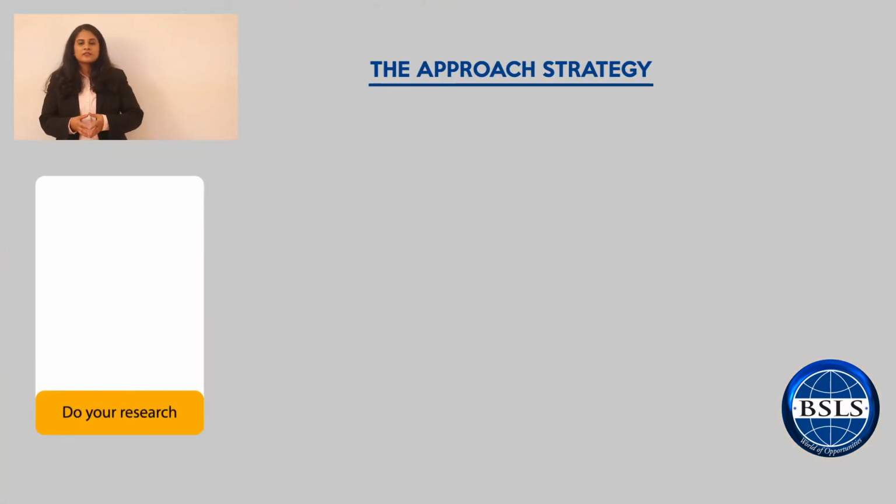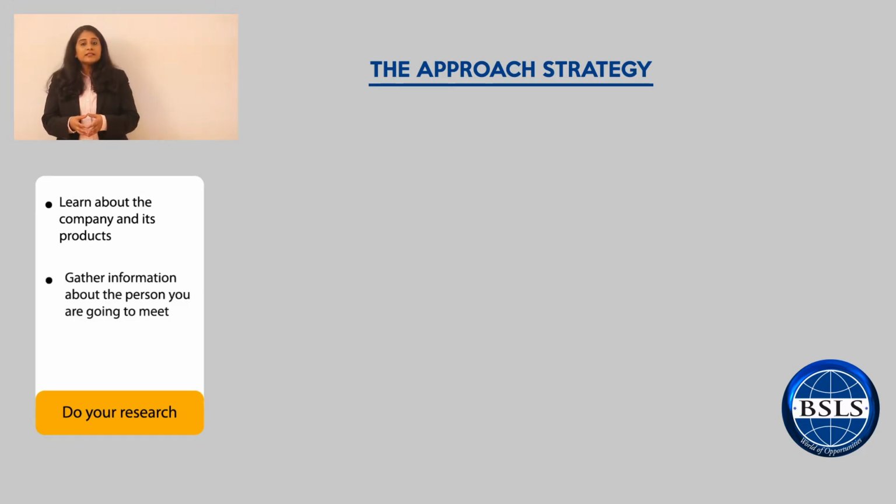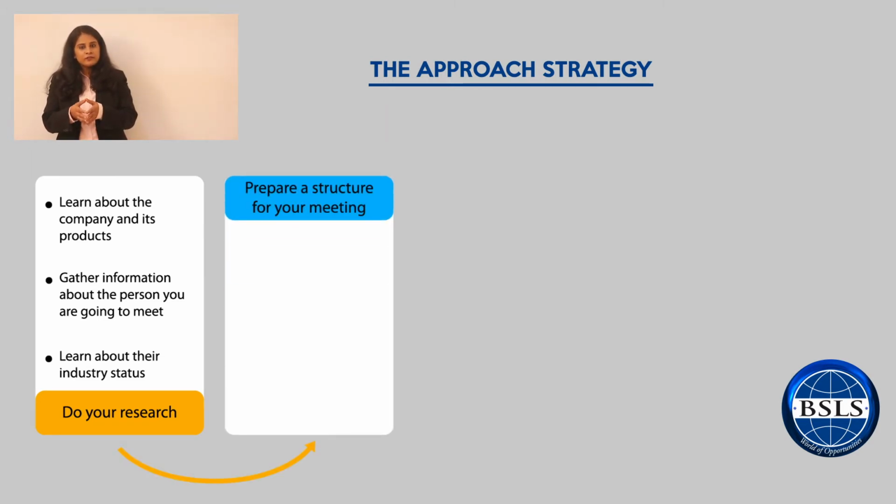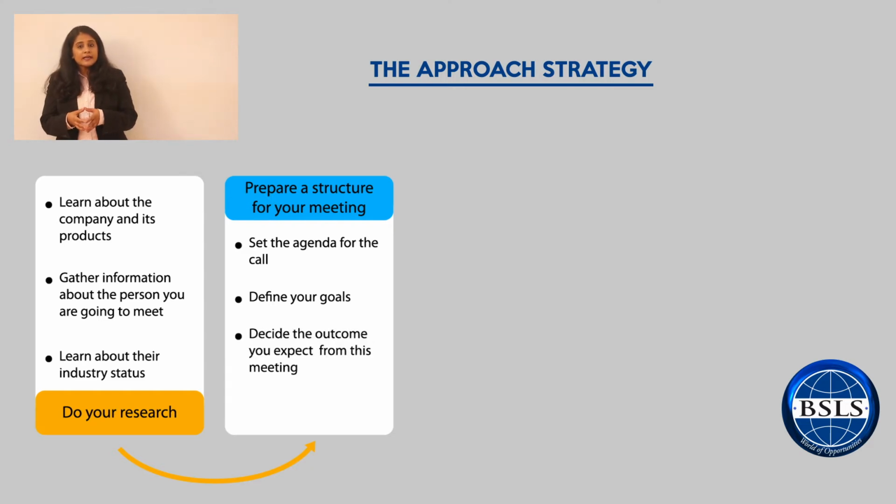Now let us look at the strategy for approaching a call. First is do your research. Learn about the company and their products. Gather information about the person you will be meeting. Learn about their industry and its updates. Second, prepare a structure for your meeting. Set the agenda for the call. Define your goals. Also decide the expected outcome from this call. Prepare marketing materials that can support you in the call accordingly.